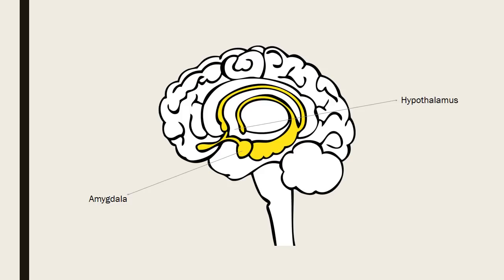Alright, so now that we've talked about the amygdala, let's move on to the other word on the screen, which is the hypothalamus. So the hypothalamus, which sounds a lot like hippopotamus, but it means completely different things, the hypothalamus is another part of the brain that helps process fear.